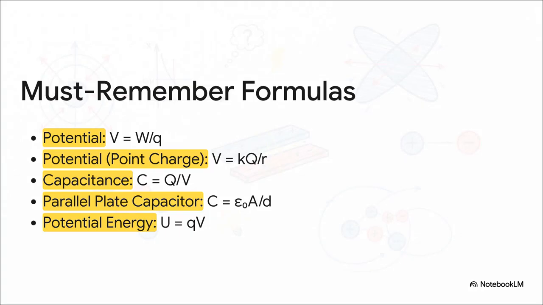Okay, ready? Let's go. First, the basic definition of potential. V equals work over charge. Second, potential from a single point charge. Third, the definition of capacitance. C equals charge over volt. Fourth, our superstar formula for the parallel plate capacitor. C equals epsilon naught A by D. And finally, potential energy. U equals Q times V. That's it. These 5 formulas are the heart of this chapter.